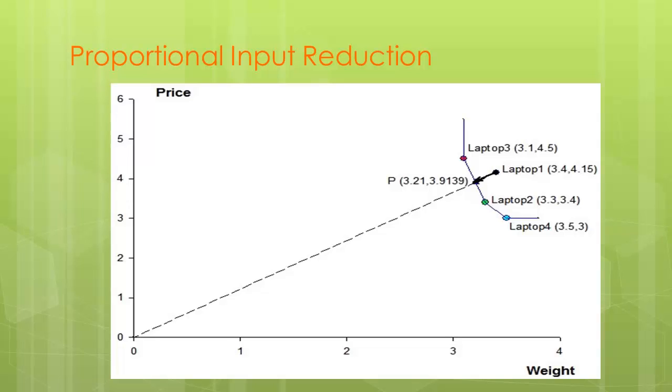So this is the same example. But this time we include the orange 0 and 0 in the picture. As you can see from this particular picture or example, the two inputs, price and weight, are being reduced in the same proportion. And we get this as the target. So this is how the model works.